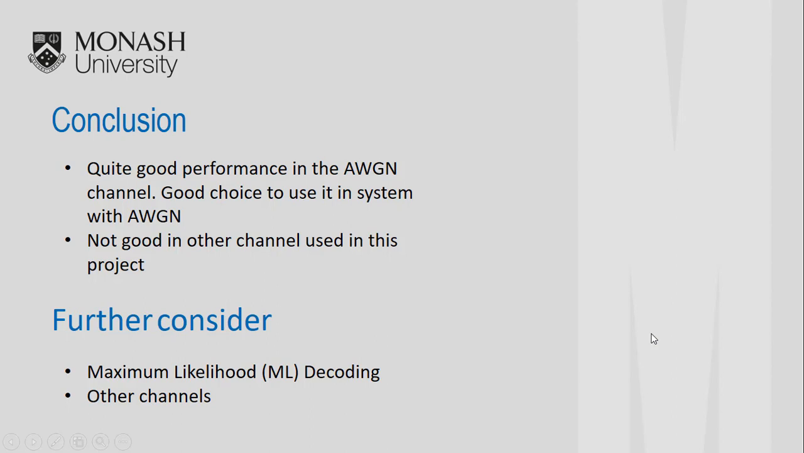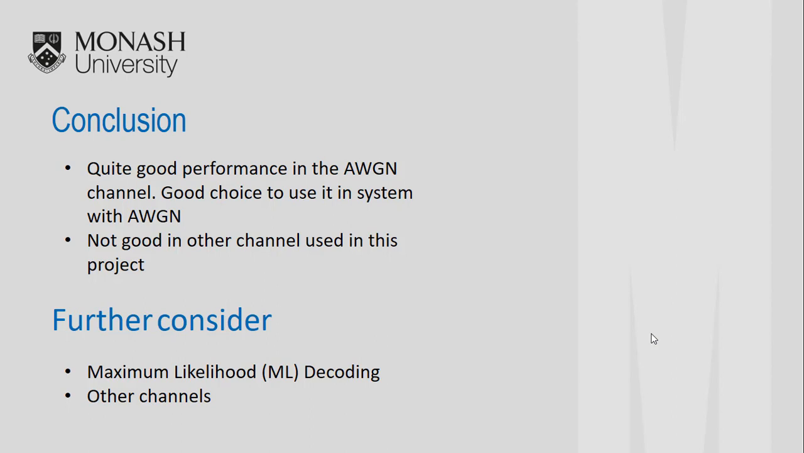Therefore, based on the results from my MATLAB code, I can get the following conclusions. First, the golden code has a quite good performance in the additive white Gaussian noise channel, which means it's a good choice to use it in the system with this channel. However, the performance of the system with the golden code in other channels used in this project is not good, which means the golden code is not suitable for all systems.